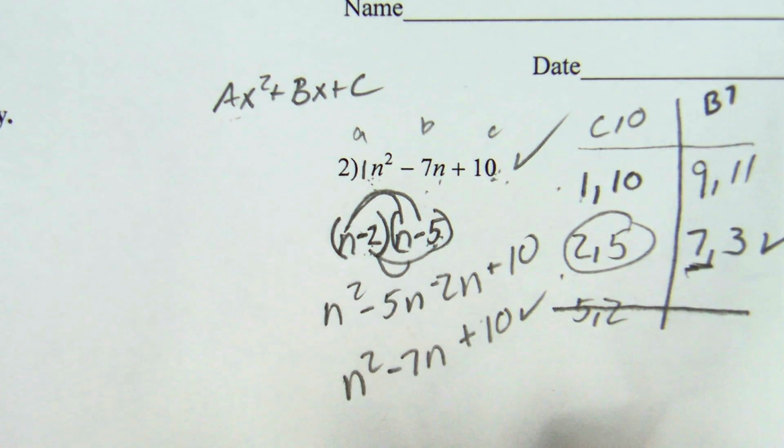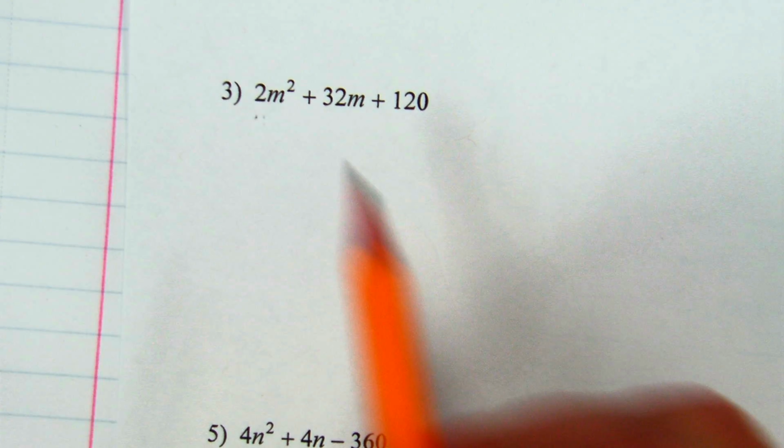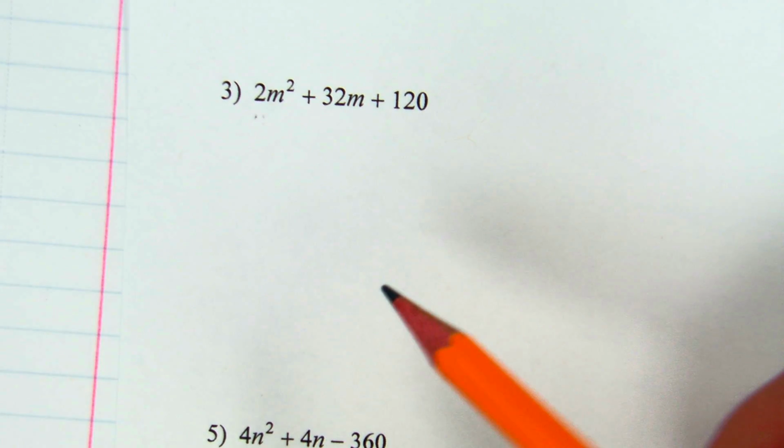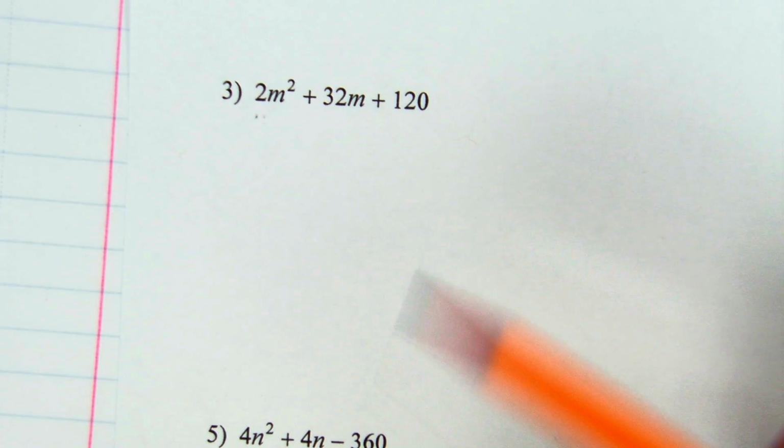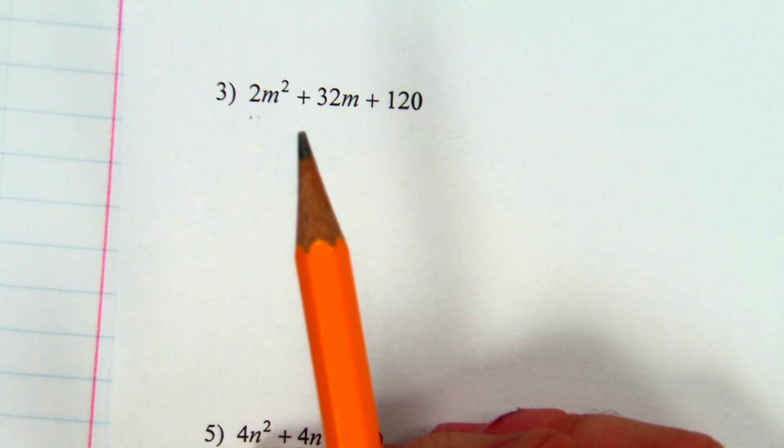Okay? Let's jump down to number 3. Number 3 has a common factor. Number 3 has a common factor of 2 because in Algebra 1, just to get you started, they make it easier and make sure that you can factor your a term out. In Algebra 2, they're going to switch gears on you and make it where you have to do other things.